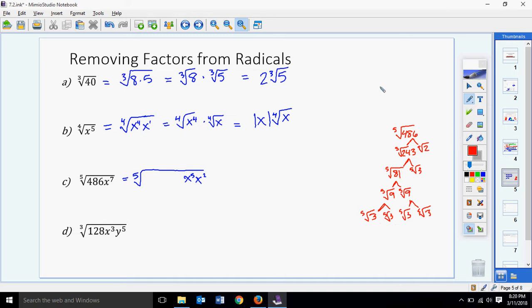Okay, so that's quite a bit. Let's write this out in long terms. I have 5th root of 2, a 5th root of 3, a 5th root of 3 again, another one, and 2 more.